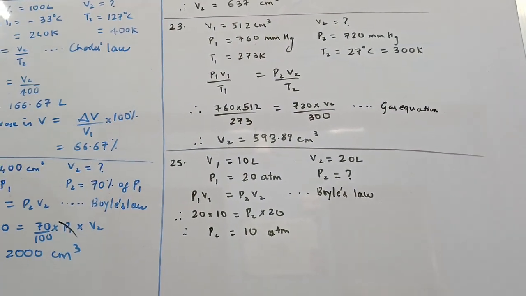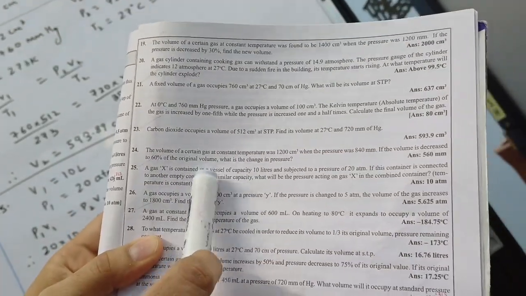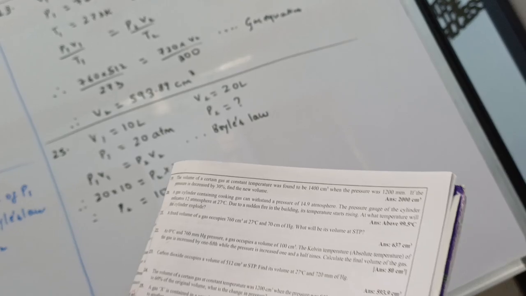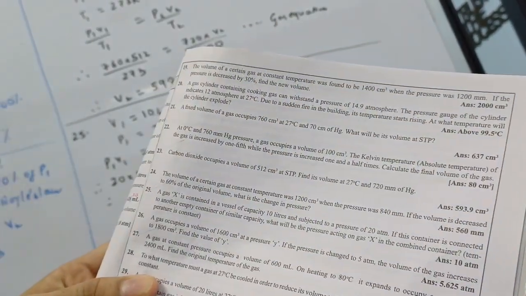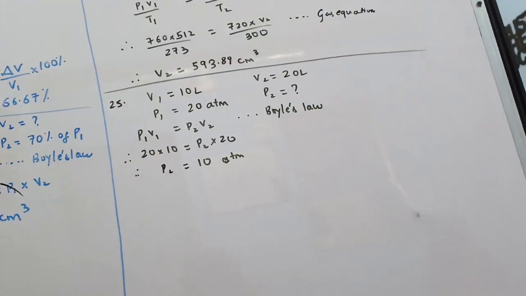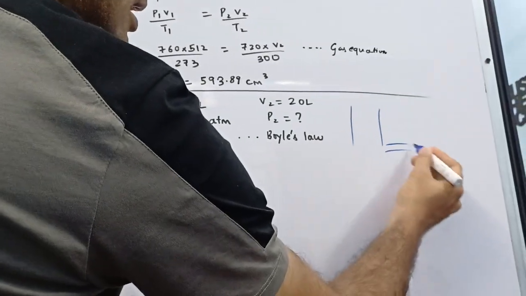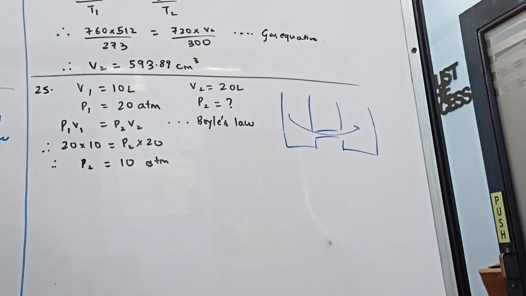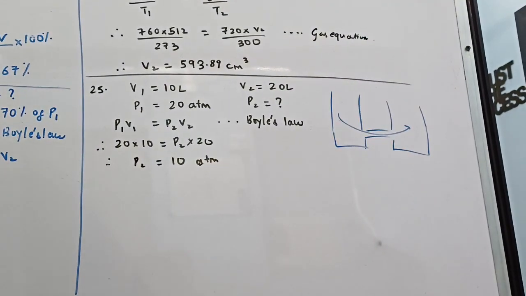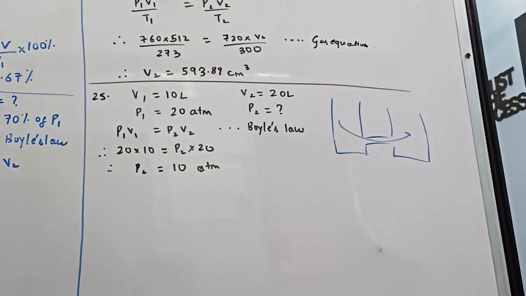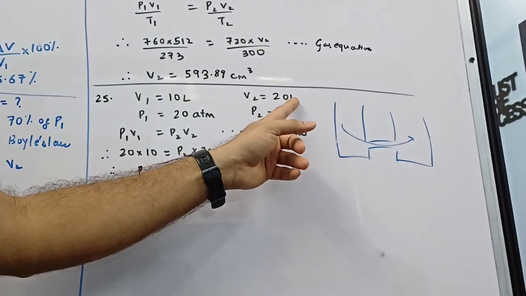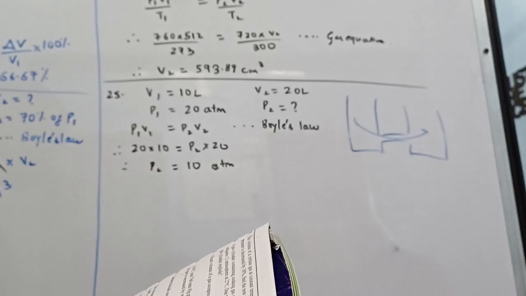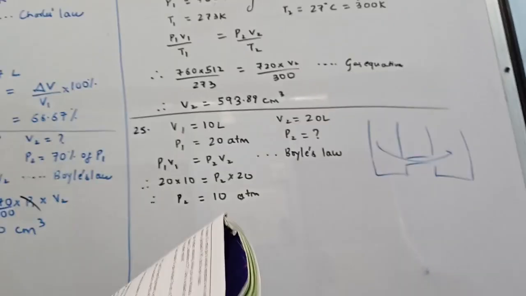25th sum. A gas X is contained in a vessel of capacity 10 liters. That means initial volume is 10 liters and initial pressure is 20 atm. If it is connected to another empty container of a similar capacity. So now we will have 2 cylinders of 10 liters capacity each connected with the help of a pipe or something. So obviously the gas will now flow here. So now the volume is doubled and the pressure will be halved. So if the new volume is double, so that's 20 liters, what will be the new pressure by Boyle's law? It will be 10 atm, assuming that temperature is constant out here, which is what they mentioned.